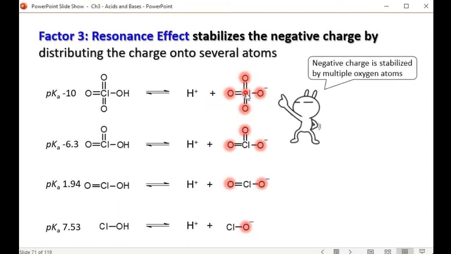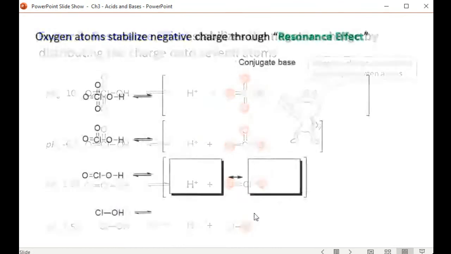Pay attention here. In the case of the chlorate ion, this negative charge is shared by 3 oxygens, and this guy has 2. This guy doesn't have anyone to share with. The resonance effect comes into play here. I'm going to show you.